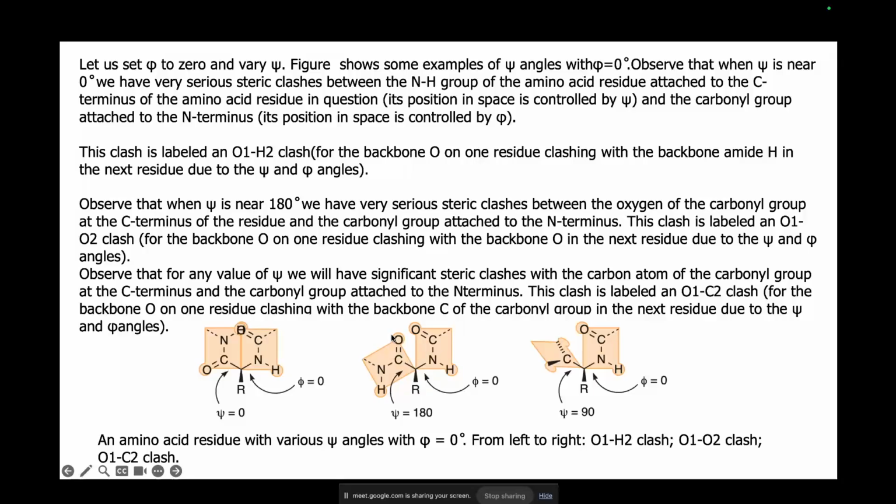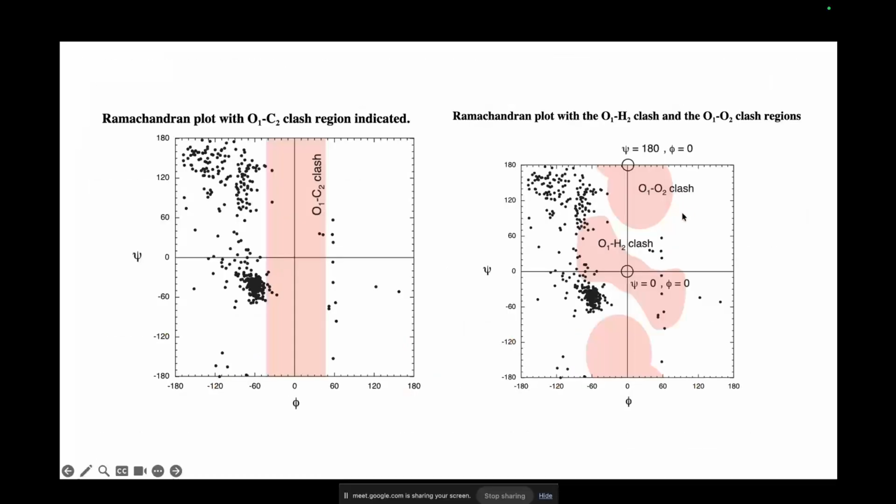So these are the different set of clashes. First, this is the O1H2 clash, this is the O1O2 clash, and this is the O1C2 clash. There are different types of clashes that can occur if you assume different angles for psi and phi, right? So these are the set of regions where these clashes can occur.